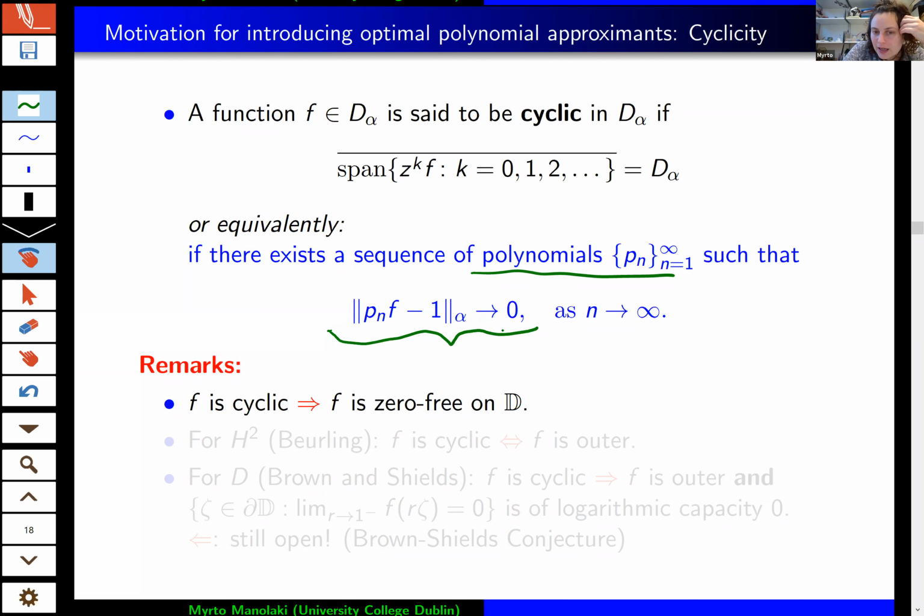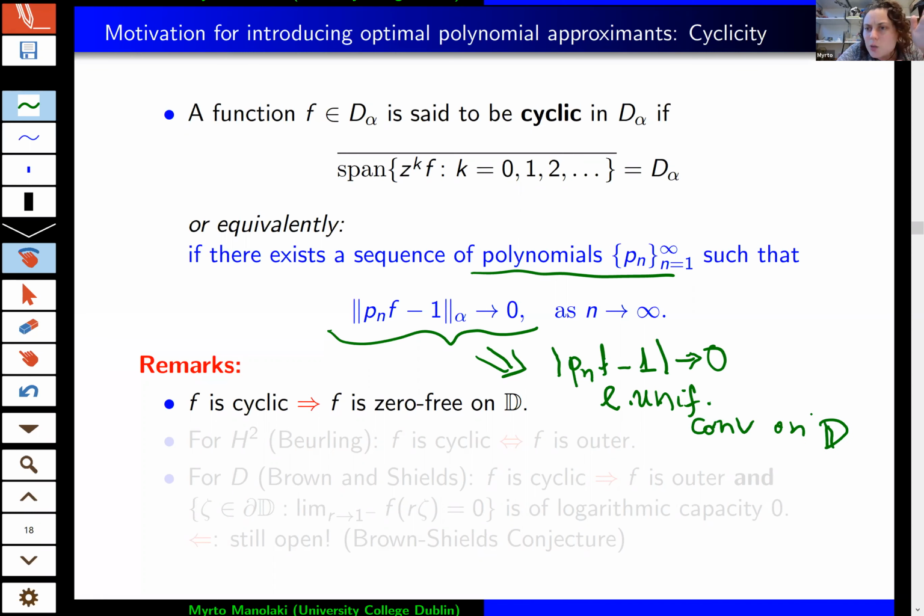From this, I would like to mention that whenever we have convergence with respect to this norm, we always have pointwise convergence. In fact, we have local uniform convergence on the disk. And since we can approximate one by P_n times f, as you can imagine, f cannot have any zeros, because if it had zeros, you wouldn't be able to approximate one by P_n times f. That's a very obvious remark. So if we look for cyclic functions, my functions have to be zero-free.